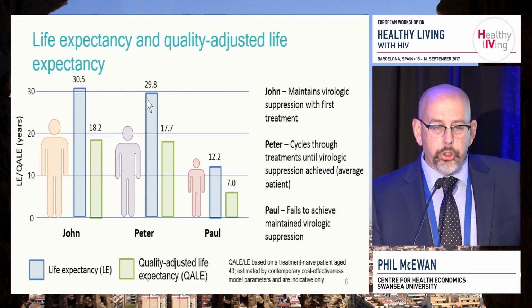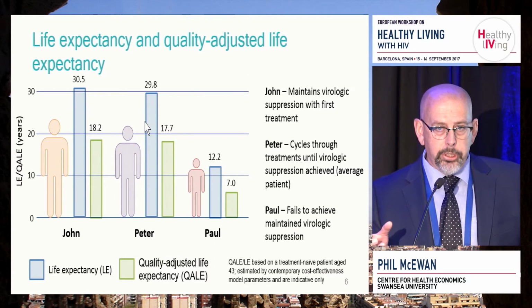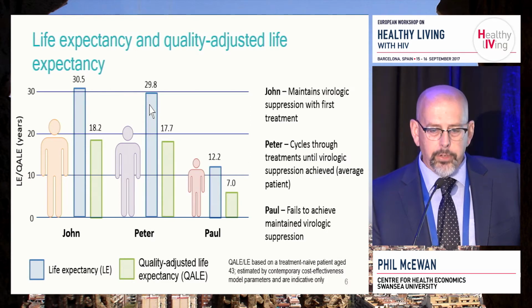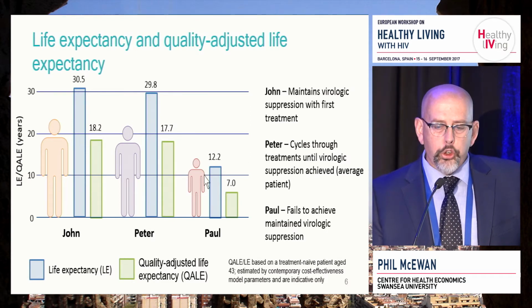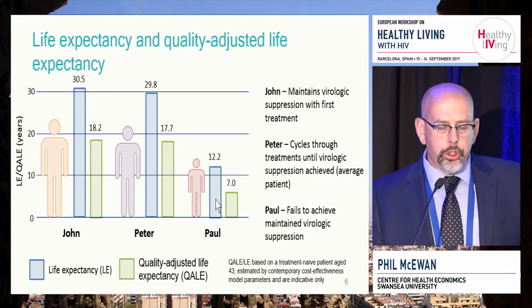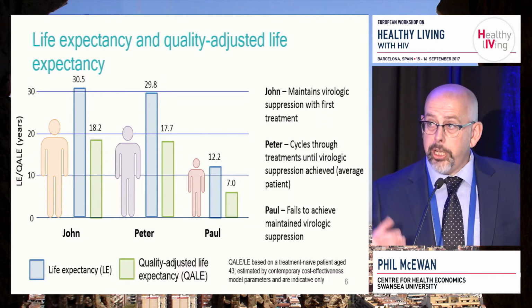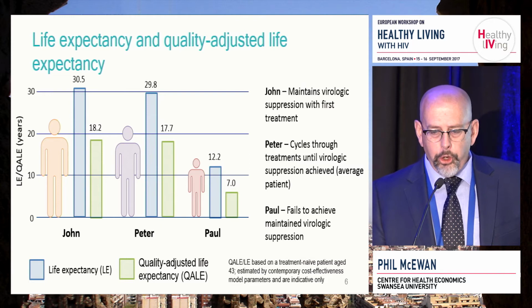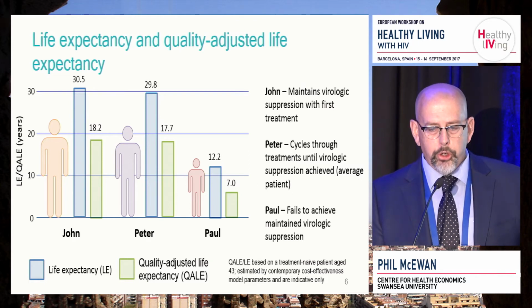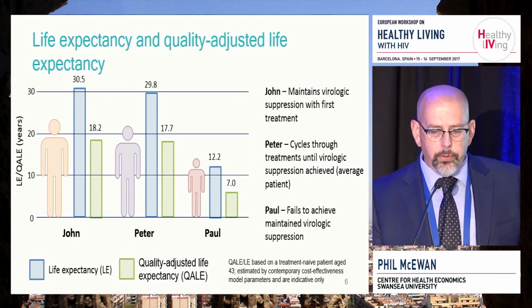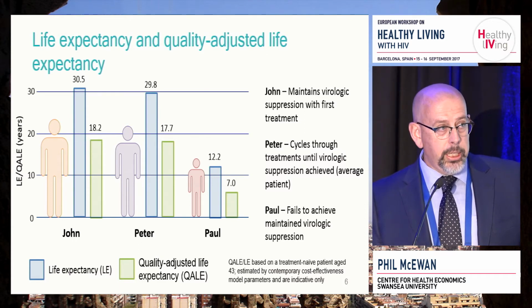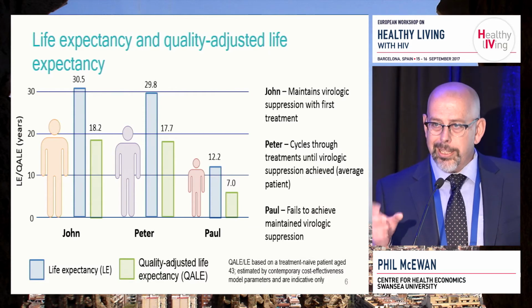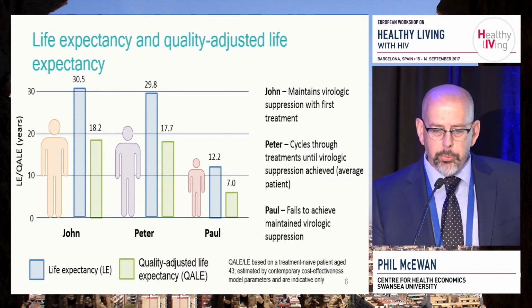Peter is cycling through treatments, and maybe there's a period of intermittent therapy, but generally speaking, approaches a similar level of life expectancy. In contrast, Paul fails to achieve and maintain virologic suppression, either because they're unidentified or non-compliant, but whatever the reason. But the point I'm trying to illustrate here is that the magnitude of difference between being treated and being not treated in terms of life expectancy is extraordinary. And it's that money that's being bought with that investment.